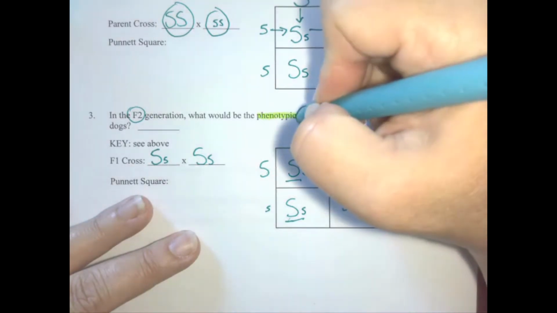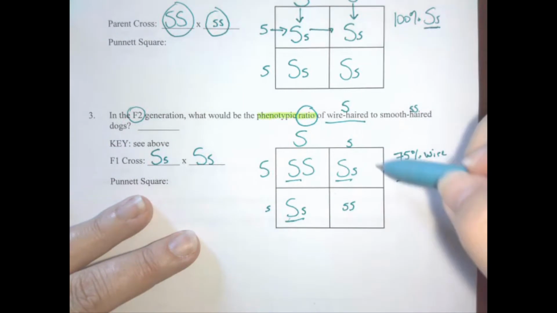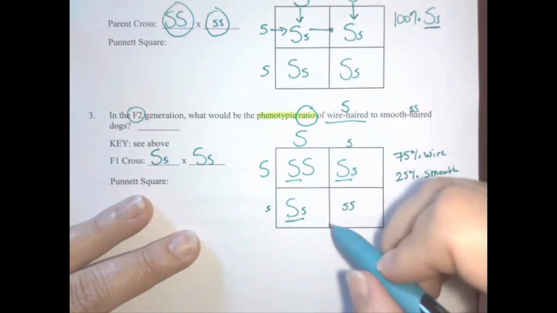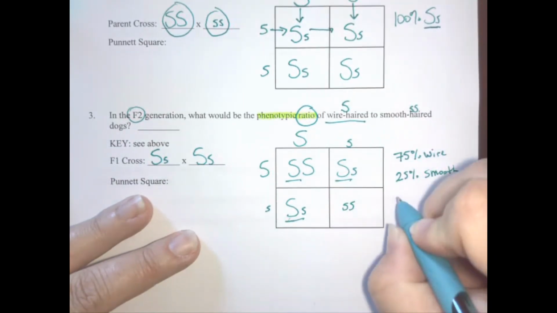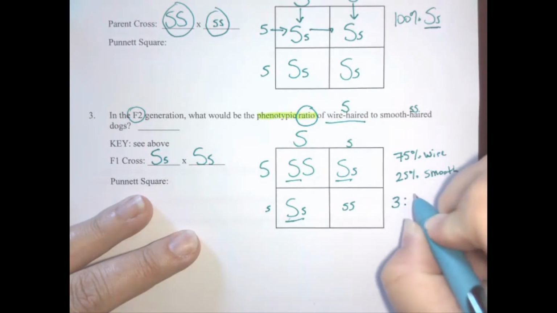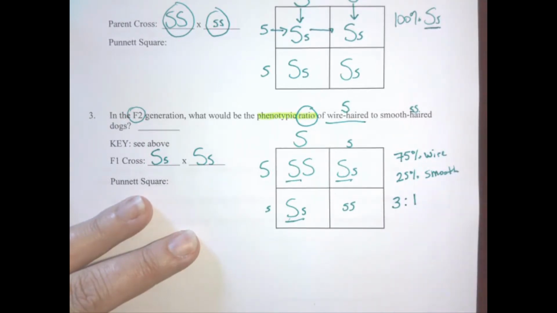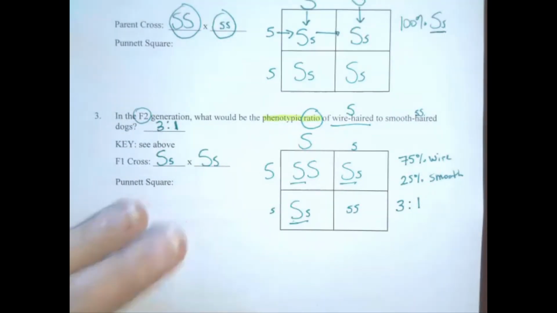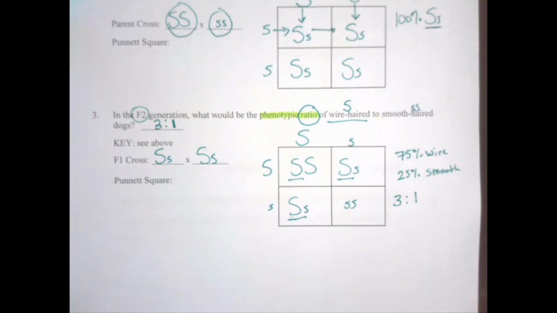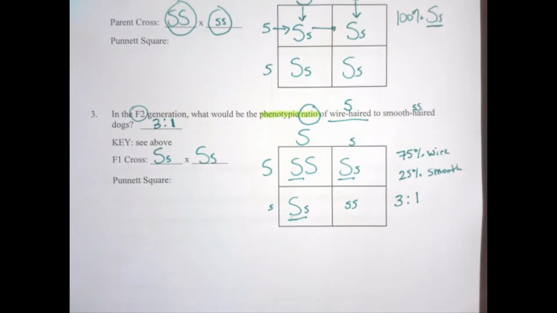Now, it wants what we call the ratio. So ratio means based on the boxes. So 3 boxes are going to be wire, and only 1 is going to be smooth. So this is a 3-to-1 ratio, and that's what's going to go over here on the line, 3 to 1. All right, so this gives you just an idea of how to set that up.